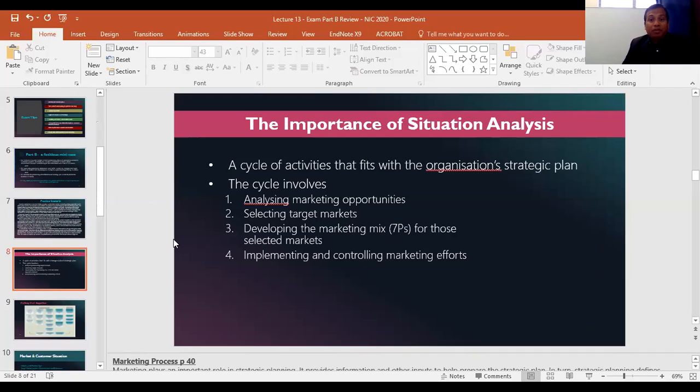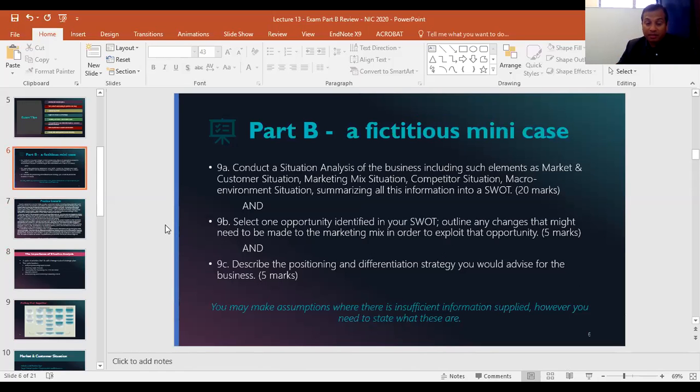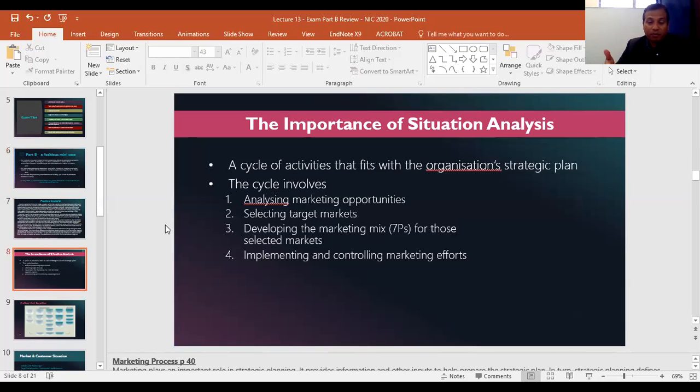So the importance of situation analysis is that it's a cycle of activities that fits with the organizational strategic plan. It helps you analyze the marketing opportunities, select the target market segment, develop the marketing mix, and implement and control marketing efforts. In the case, I forgot to discuss STP also, segmentation, targeting, positioning. But one of the questions in part C talks about the positioning and differentiation strategy. So you can bring the discussion around segmentation, targeting, and positioning all together in part C. It's up to you how you provide your justification, bringing clarity in your answer.